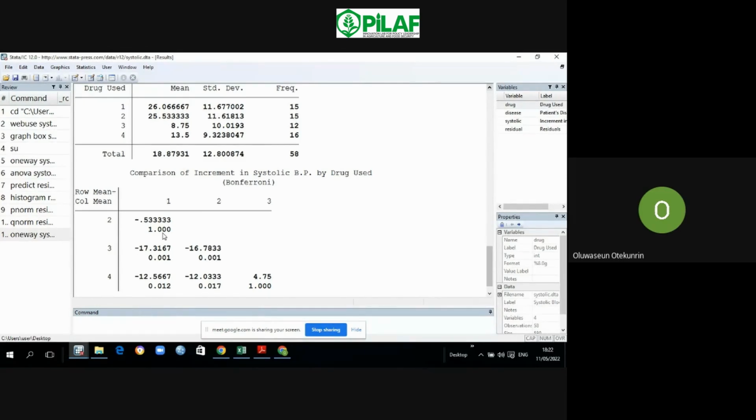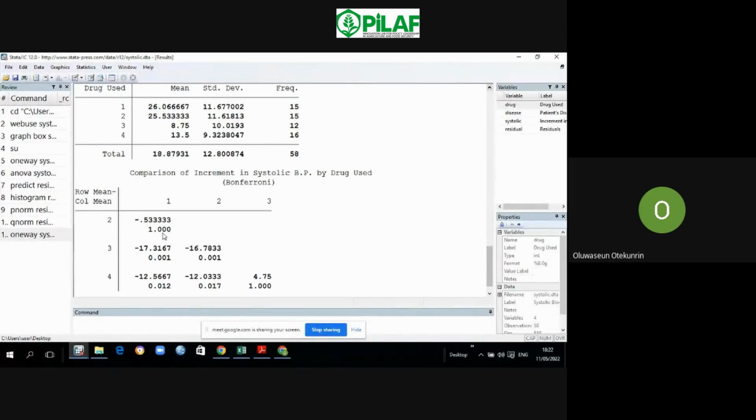Compare drug 1 to drug 4, you will see that drug 1 is also higher. Look at drug 2, 3 versus 2. Drug 2 is also higher than drug 3. Drug 2 is also higher than drug 4. Can you see that? Drug 2 is also higher than drug 1. It's also significant.